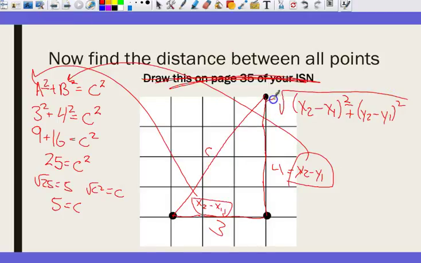This is the Pythagorean theorem. Or sorry, this is the distance formula. Distance formula is directly derived from Pythagorean's theorem. It is actually the exact same thing. You find the distance here, plug it into Pythagorean's theorem. Okay? That's how you derive it.